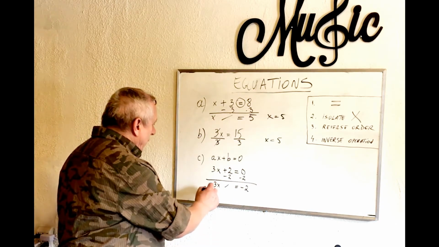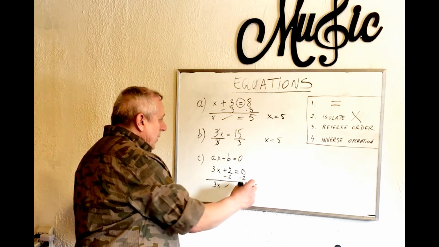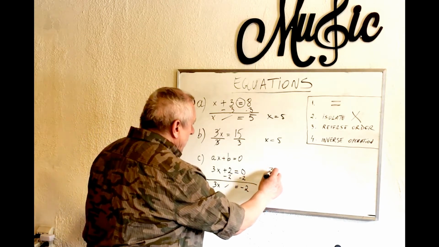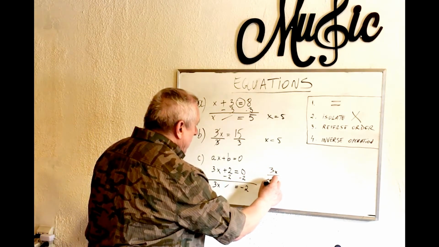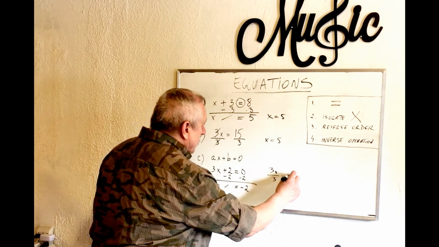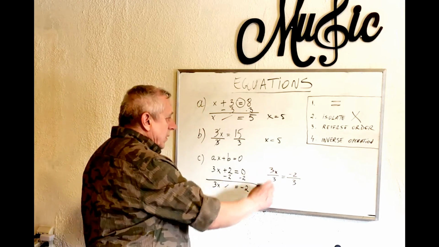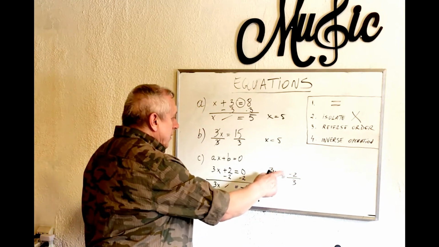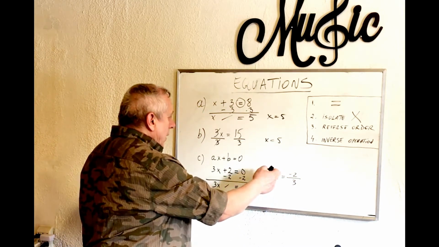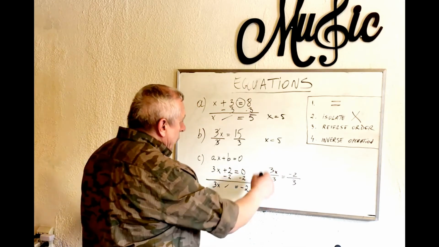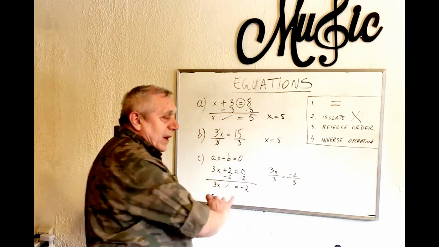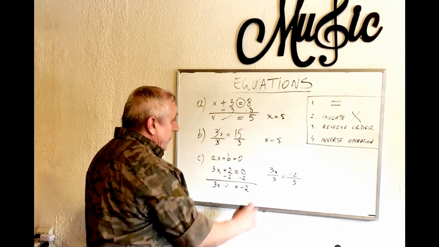Here we have to divide by 3. I'm going to write here, so 3x divided by 3 equals minus 2 divided by 3. It's very important that because of this symbol, we have to do it on both sides. Whatever we do on the left, we should do the same on the right.